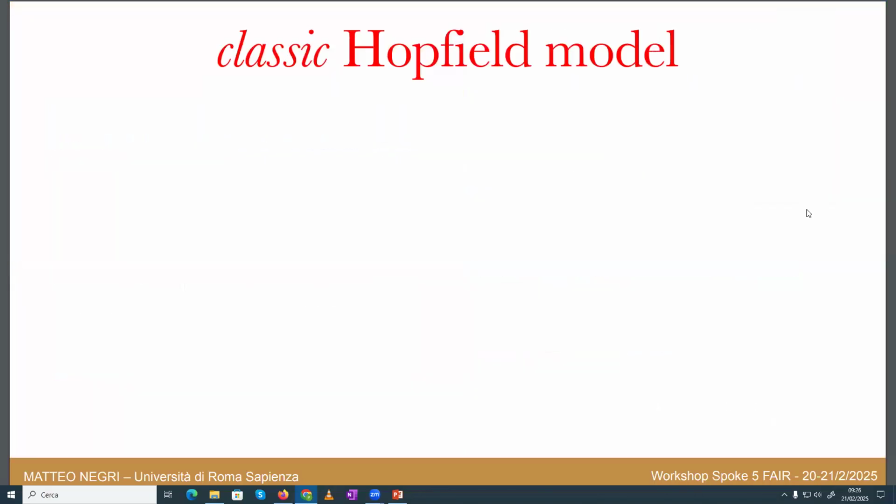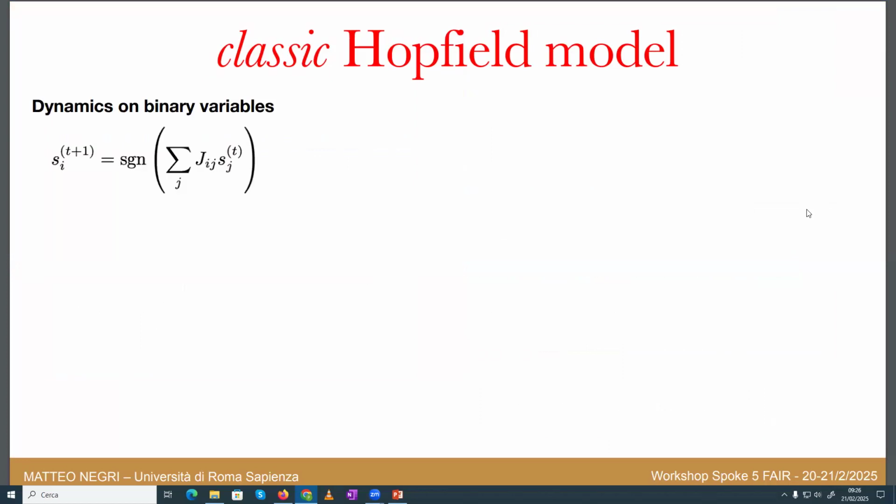So let me introduce quickly the classic Hopfield network, which is the idea of you have Ising spins, so plus and minus variables, these S_i, and you have an update rule. So you know how to update the variables with some couplings J_ij, which are, can you see my mouse? Yes, these couplings J_ij, and then you take the sum, and then you take a sign, and this is a very simple recurrent network. And the idea is that the memories are fixed points of these dynamics.